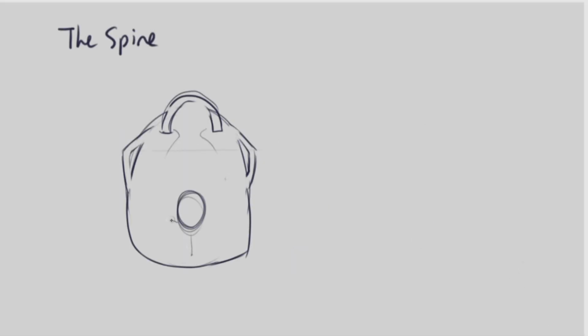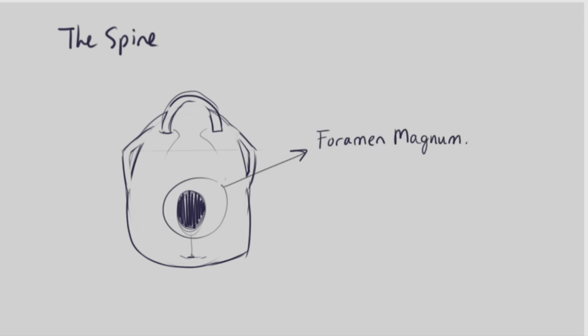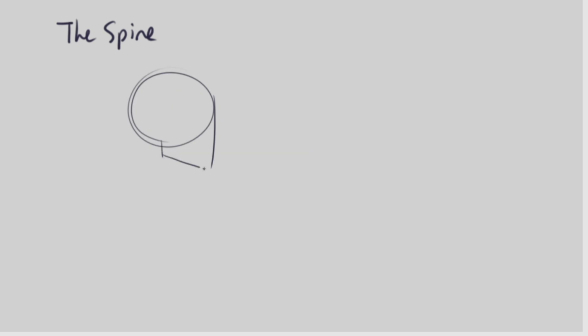If you look at the bottom of the skull, you'll see this giant hole. This is called the foramen magnum, I think that's what it's pronounced. And this is what the spine connects to in order to allow the spinal cord to connect to the brainstem. It's approximately in the middle of the cranium, so we can see that placement better at the side view.